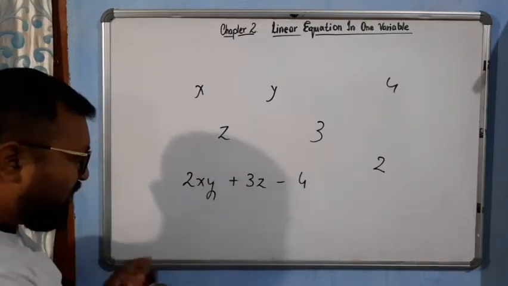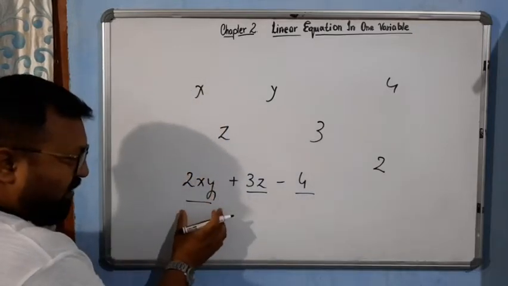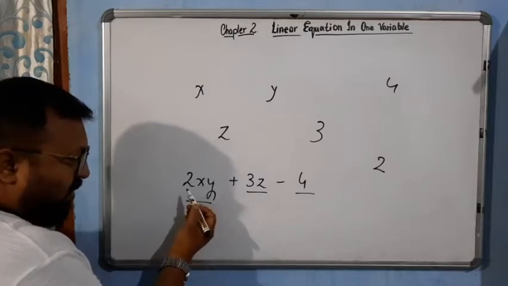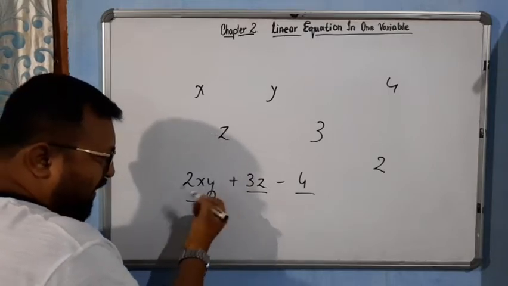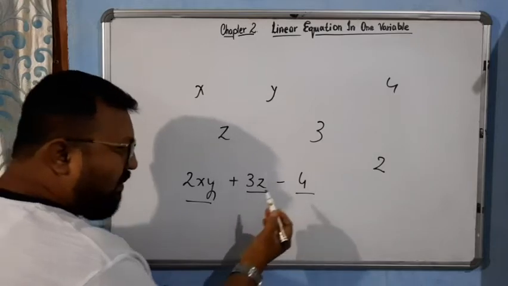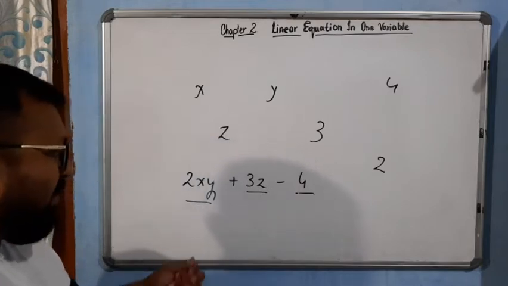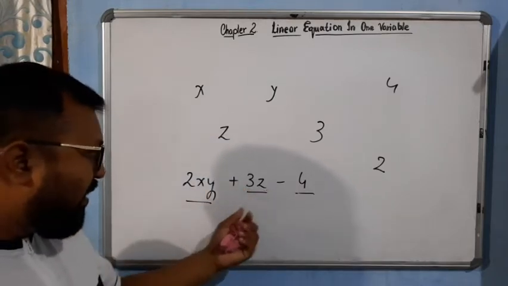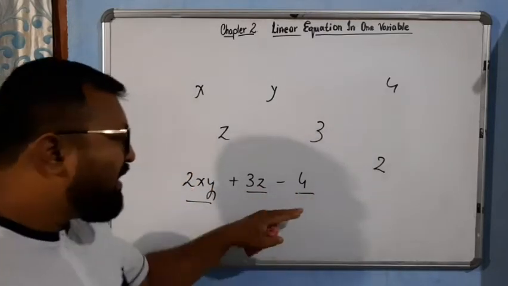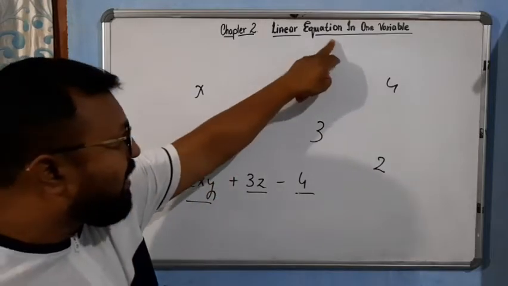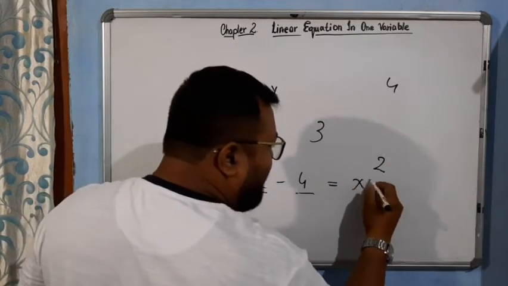So this is one term, this one is one term, and this one is one term. In a term, it may be the product of constant and variable, or the product of variables, or maybe simply a constant. So in a term, there may be the product of constant and variable, the product of variables, and only a simple constant term may be there. This is known as an expression.